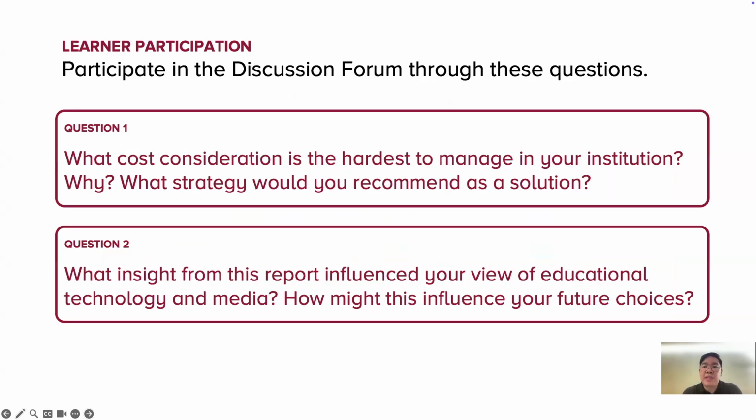Let's continue the conversation in the discussion forum. Question 1: what cost consideration is the hardest to manage in your institution? Why? What strategy would you recommend as a solution? Question 2: what insight from this report influenced your view of educational technology and media? How might this influence your future choices?